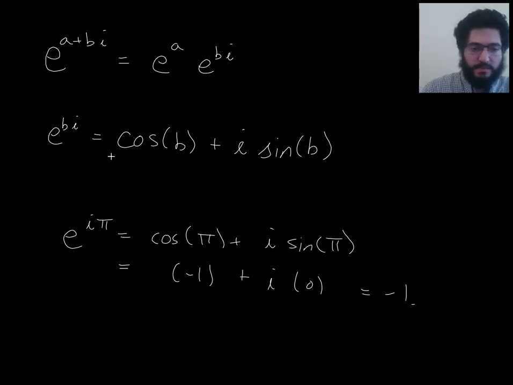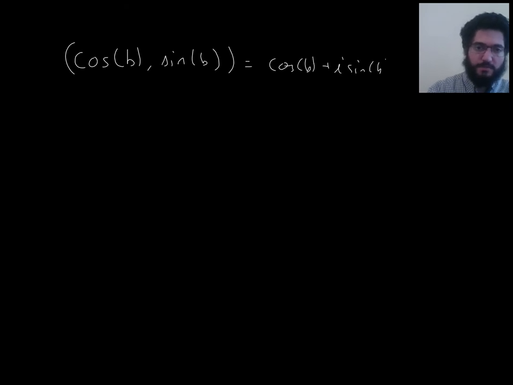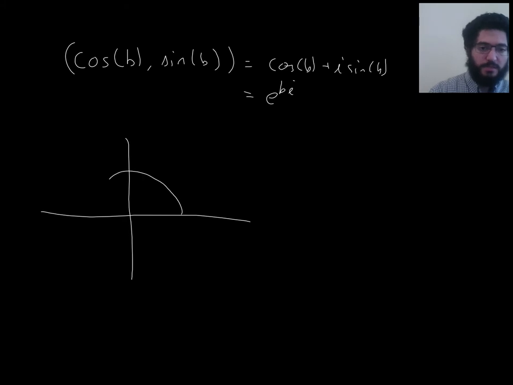So this formula has a really nice interpretation in terms of the complex plane. Remember we said if you have something plus i times something, then we interpret this as a pair of real numbers sitting somewhere in the plane, in R2. Well, if you take cosine b comma sine b, which is another way of thinking about cosine b plus i sine b, which is what we decided that e to the bi should be, then that is a point on the unit circle.